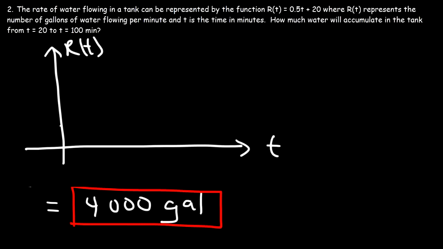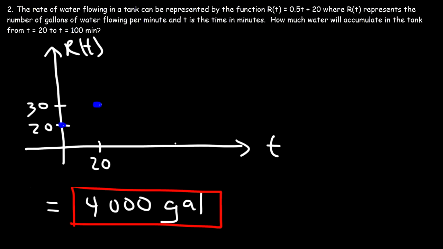Now when t is 0, the y value will be 20. This is the y-intercept. Now the points of interest are 20 and 100. So when t is 20, if you plug it into this expression, 0.5 times 20 is 10, plus 20, that's 30. So we have this point. So r of 20 is 30, and r of 0, let me use a different color, is 20.